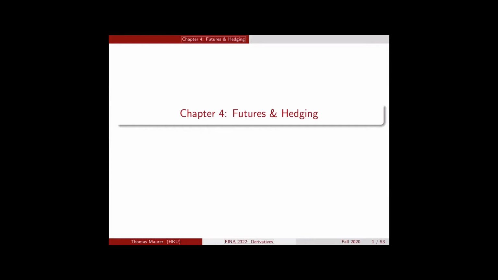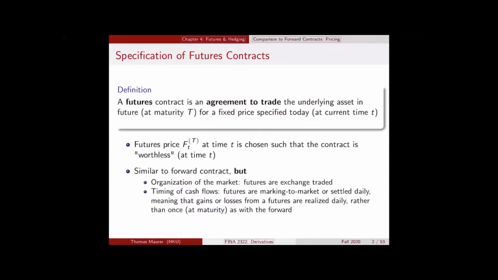In chapter 4, we're going to talk about futures contracts, and we're also going to talk a lot about how to hedge risks, both using futures or forward contracts. Futures contracts are defined very similarly to forward contracts. They are an agreement to trade an underlying asset at a fixed futures price at the maturity date capital T.